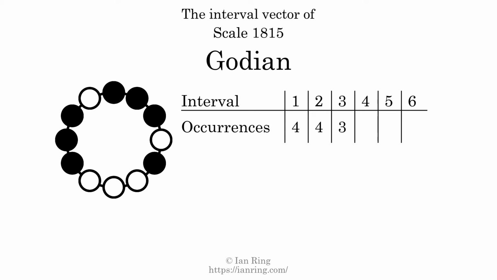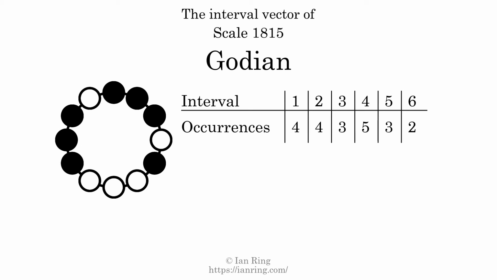There are 3 intervals with the size of 3 semitones. They are here, here, and here. There are 5 intervals with the size of 4 semitones. They are here, here, here, here, and here. There are 3 intervals with the size of 5 semitones. They are here, here, and here.